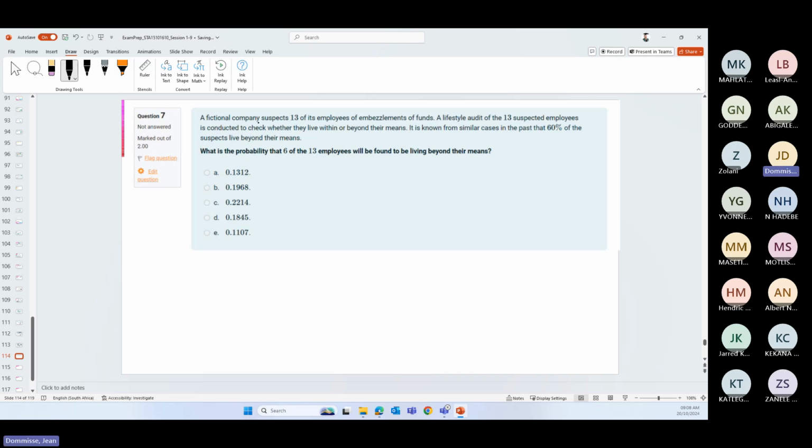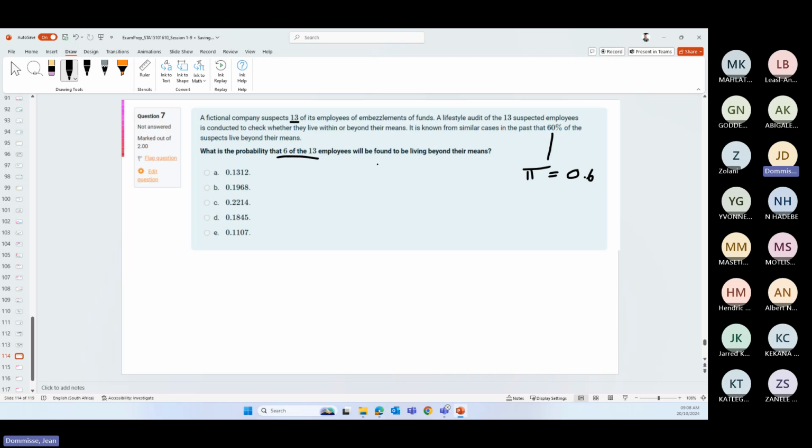A fictional company suspects 13 of its employees of embezzlement of funds. A lifestyle audit of the 13 suspected employees is conducted to check whether they live within or beyond their means. This is known from similar cases in the past, that is 60% or 0.6 of the suspected. What is the probability that 6 out of 13 employees?